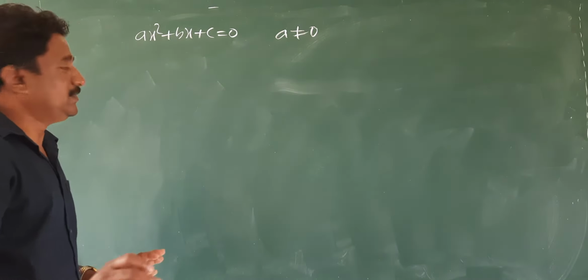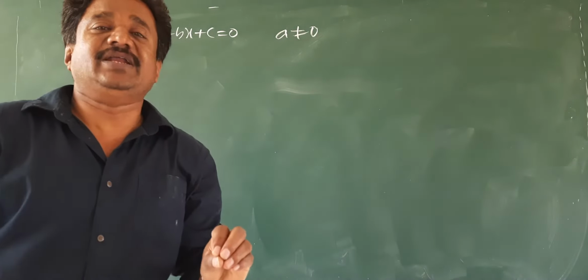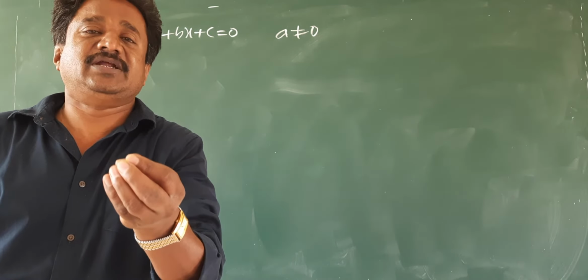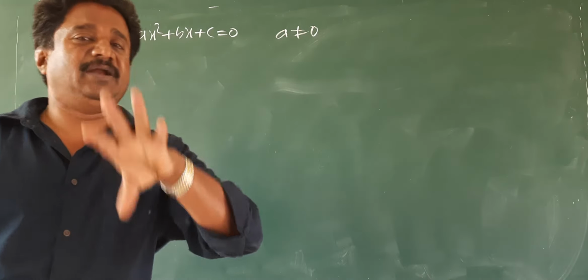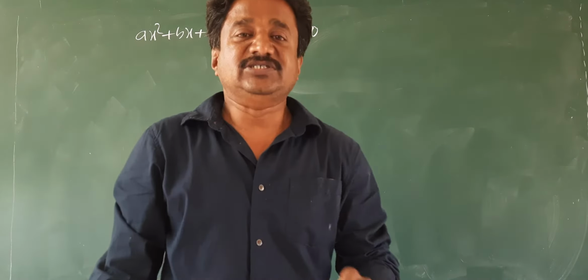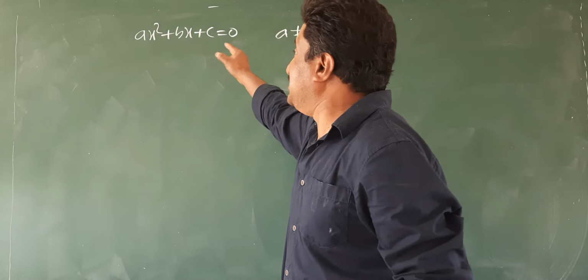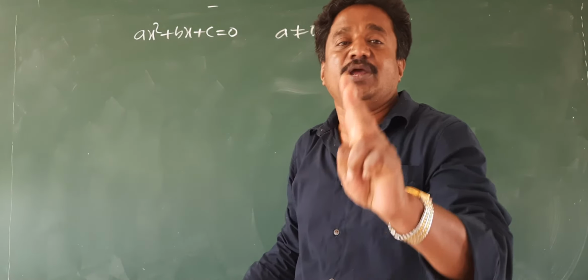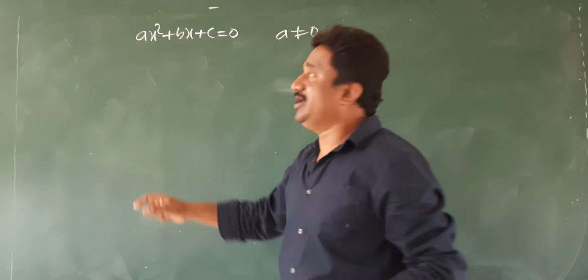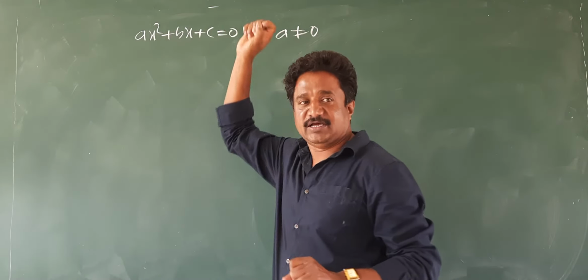Before that, the nature of the quadratic equation depends on its discriminant. Look at this, students. Since it is a quadratic equation, there must be two x values which satisfy the equation. There must be two roots or two zeros.